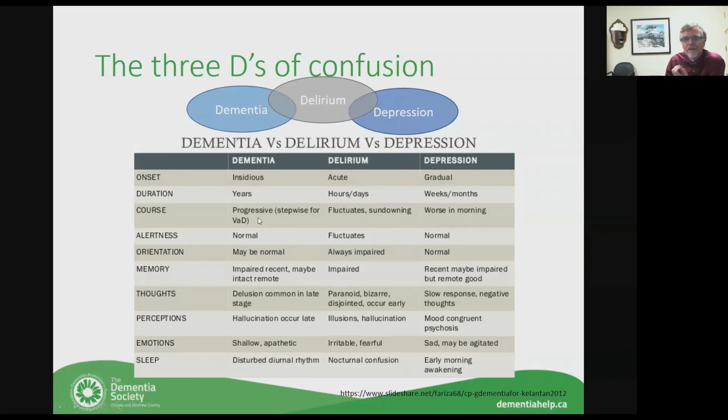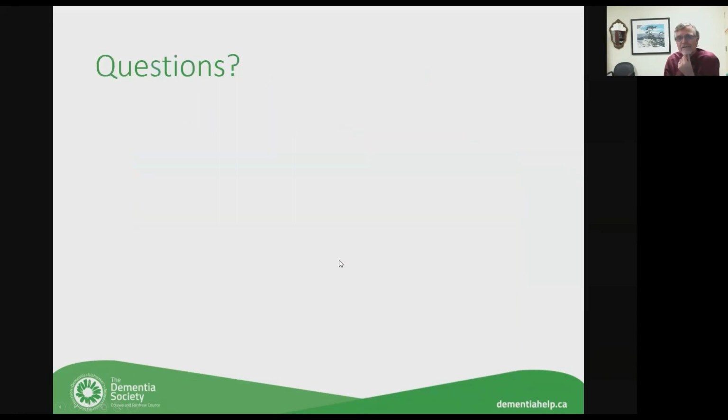The course is progressive, except the stepwise for the vascular. Delirium, it fluctuates a lot more, there's more sundowning, and depression, interestingly, seems to be worse in the morning. Alertness is normal in depression and dementia, but it is that fluctuating thing in delirium that helps us to know that it's delirium.